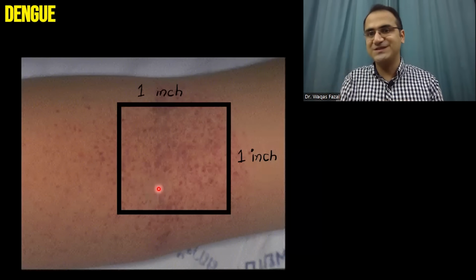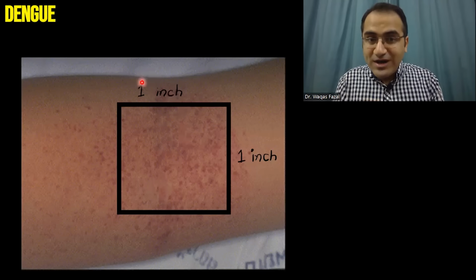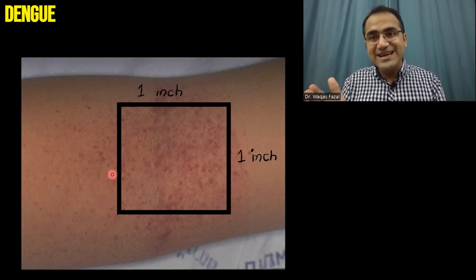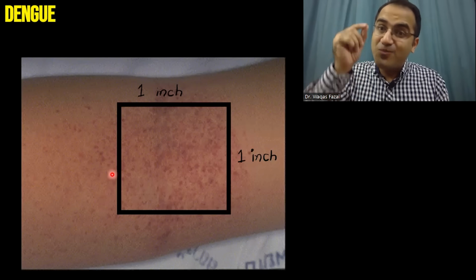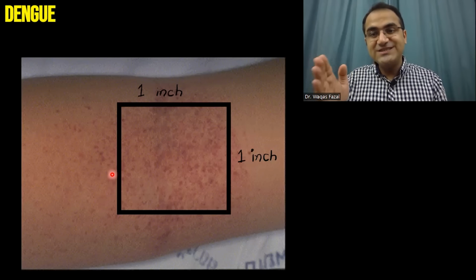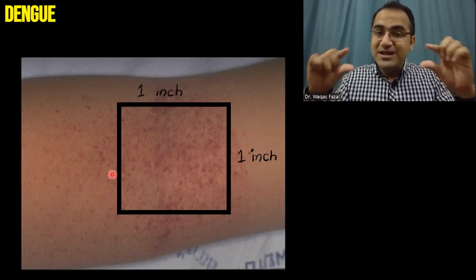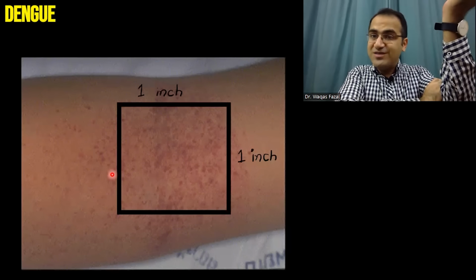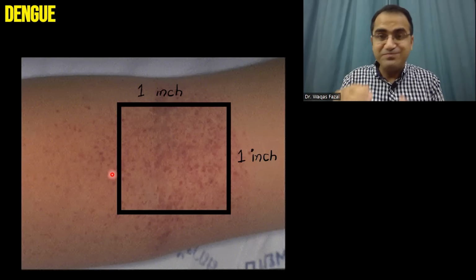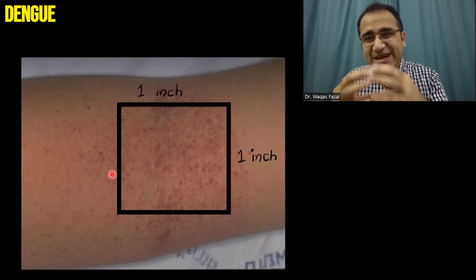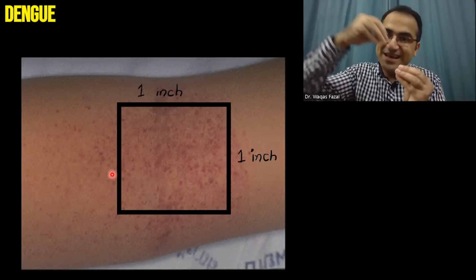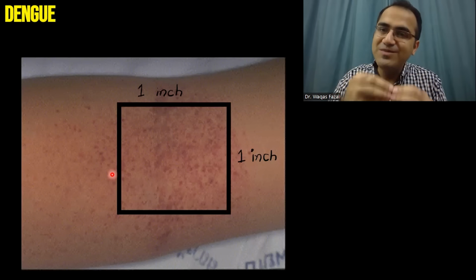These petechial hemorrhages: within a 1 inch square area, if you see 10 or more petechiae, it is indicative of a positive fragility test. A positive capillary fragility test means that when you apply pressure on the arm with a BP cuff, at a pressure of 100 mm of Hg, the patient will have damage of the capillaries. When the capillaries are damaged, platelets adhere to the capillaries and they stop the bleeding.